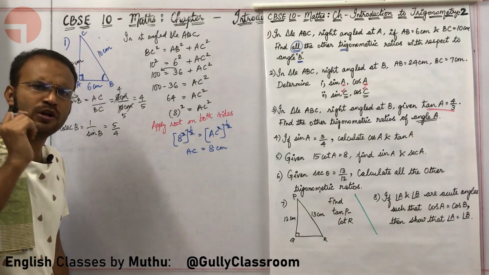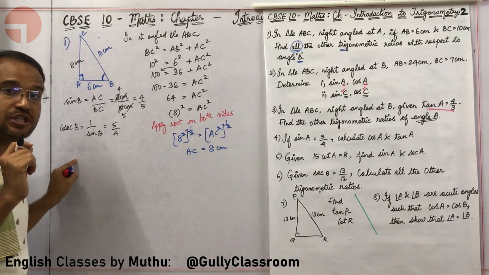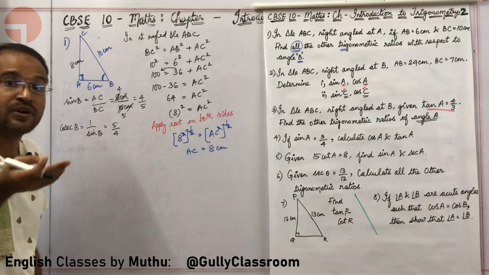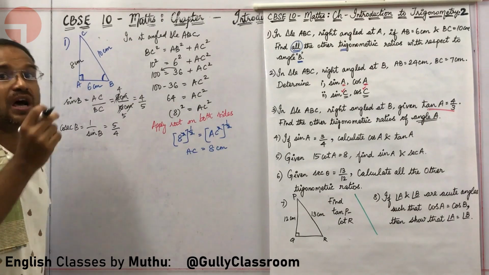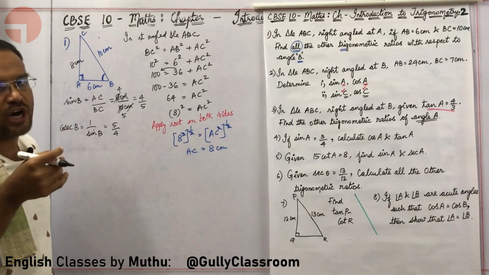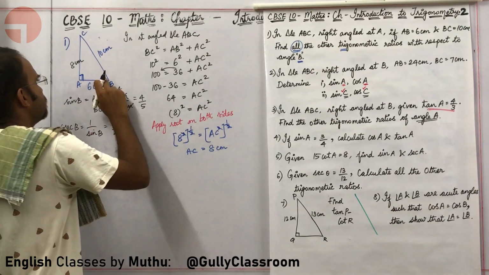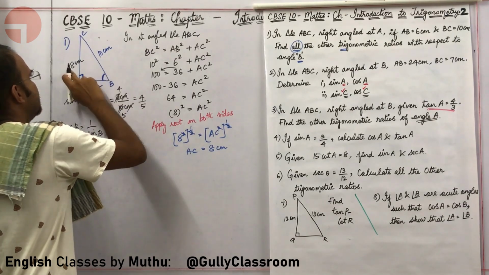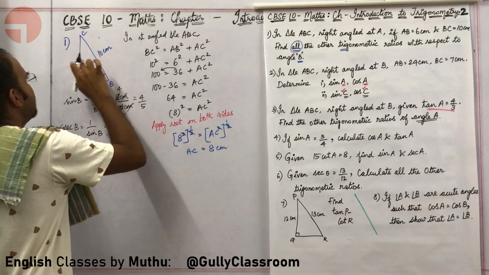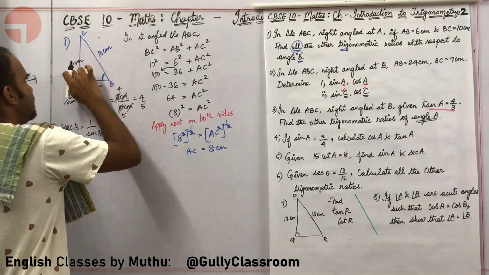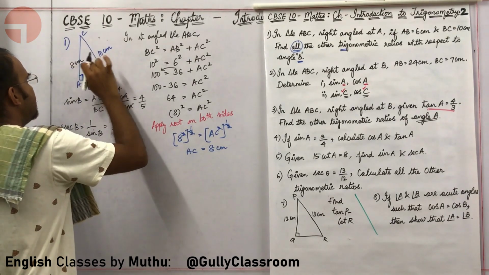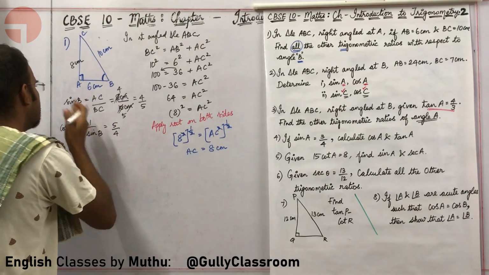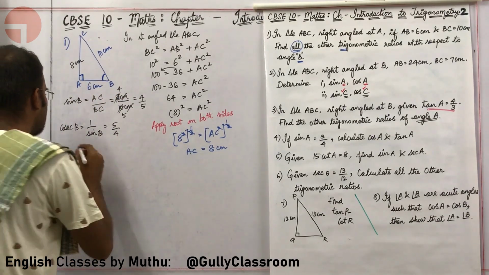Sir, I also want to understand how I can find cosecant B using the formula. What is the formula for cosecant B? Formula for cosecant B is hypotenuse divided by opposite side. So with respect to B, what is the hypotenuse? 10. What is the opposite side? 8. What is the value of 10 divided by 8? 10 divided by 8, when cancelled, we will get 5 divided by 4, which we are getting by simply taking the reciprocal of sine B.